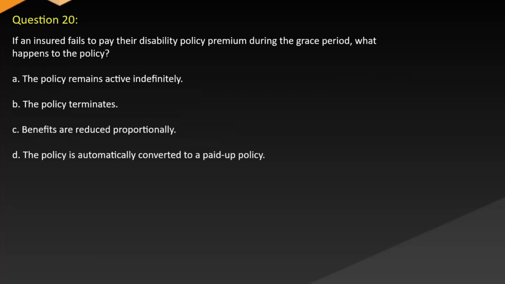Question 20. If an insured fails to pay their disability policy premium during the grace period, what happens to the policy? A. The policy remains active indefinitely. B. The policy terminates. C. Benefits are reduced proportionally. D. The policy is automatically converted to a paid-up policy.